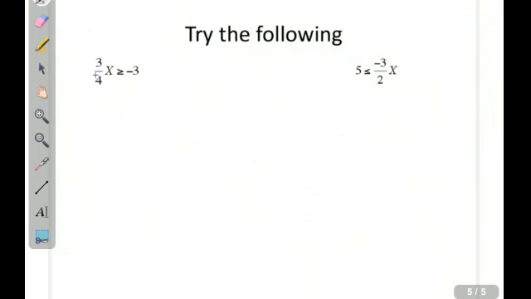Alright, so we've got two examples here. And what we're going to do is multiply this one by 4/3. We're going to do that to both sides. And while I'm demonstrating it, I'm going to multiply this one by a negative 2/3 to both sides.